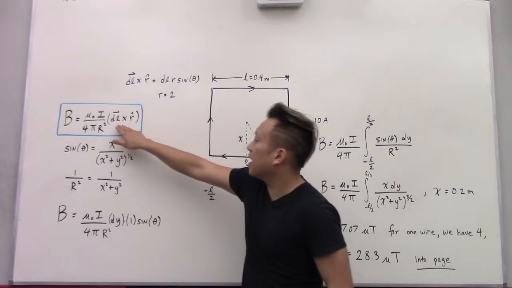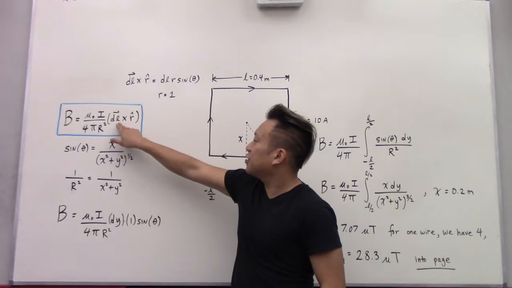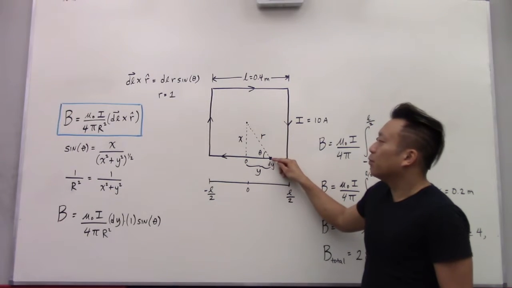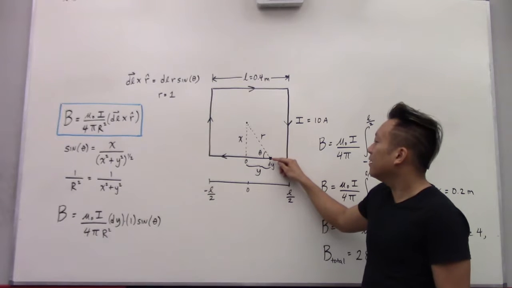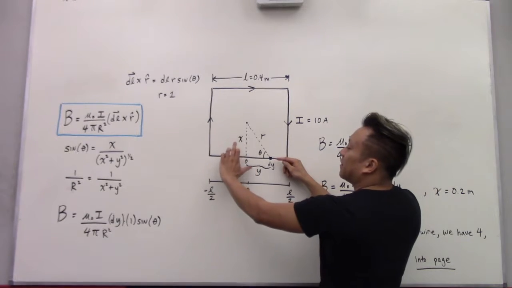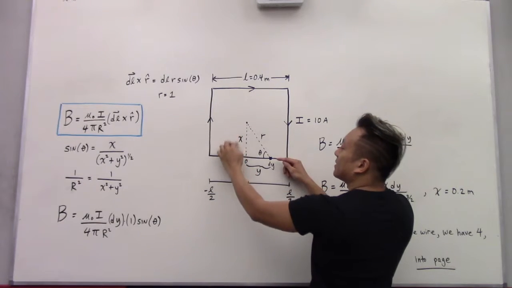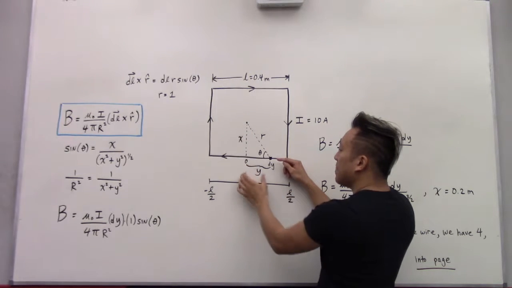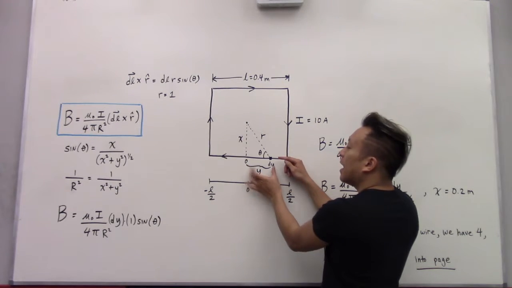It's the cross product between the direction of which way you're integrating, dl, which will actually be your dy. I'm going to label this slightly differently. I'm going to call this distance x, right, from the middle of the square to here, and then call this distance y, and call this dy.